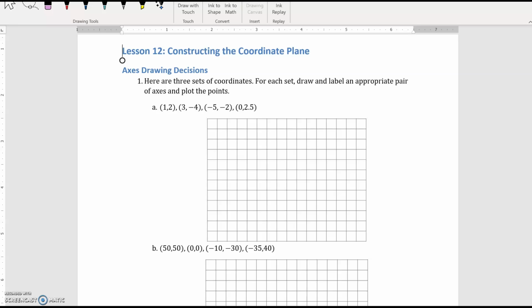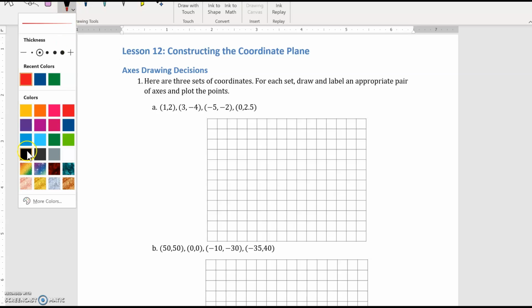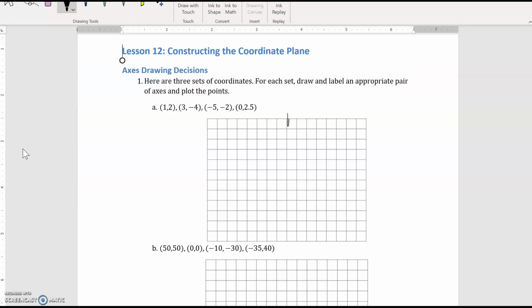So here are some coordinates we're going to plot, and for each one we're going to draw the axes and then plot the points. So for each graph that we do, I'm going to start off by drawing the axes just so we have a clear reference point. So I'm going to draw the y-axis. Let me fix that real quick. I'm going to draw the y-axis. And I'm going to draw the x-axis.